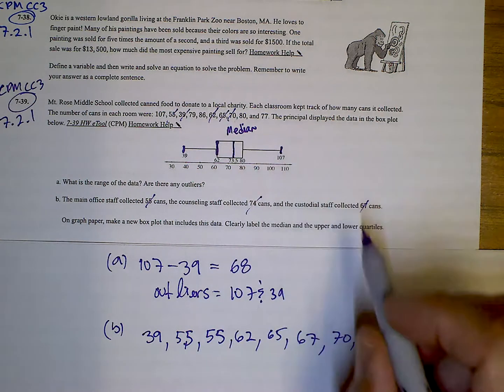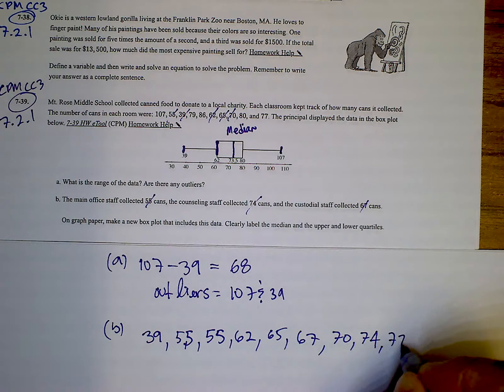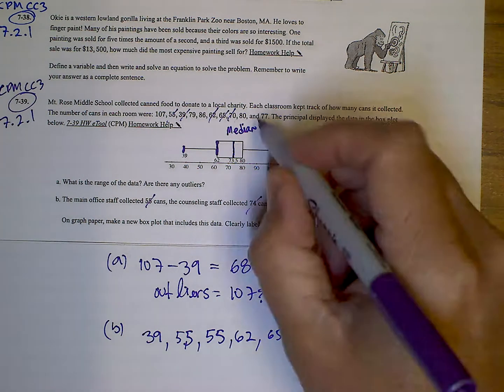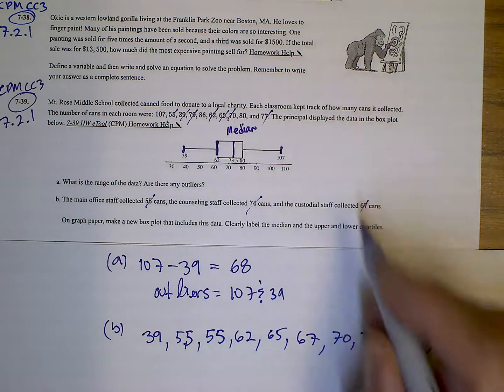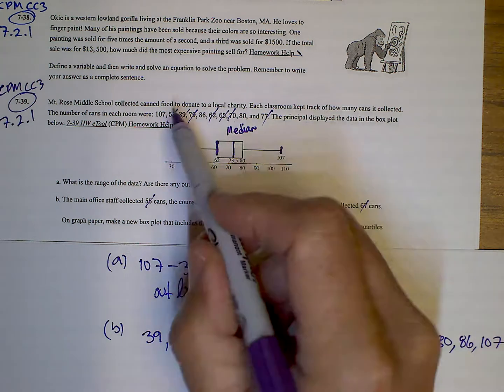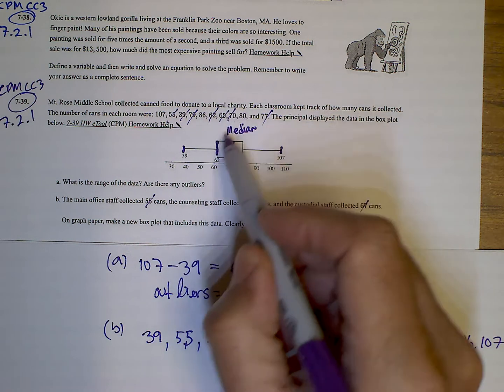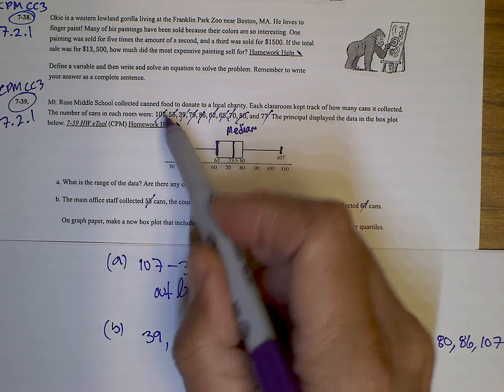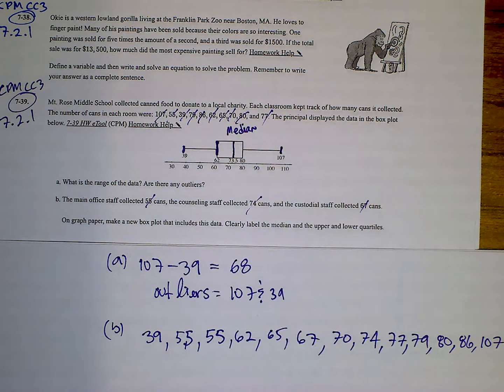And then my next one is 77. Then it looks like 79, and then 80, 86, and then 107. Let's just make sure: 80, 86, and 107. I got them all. Okay.